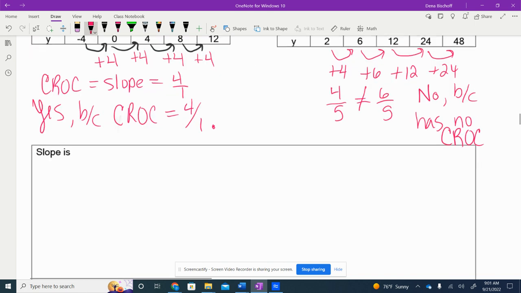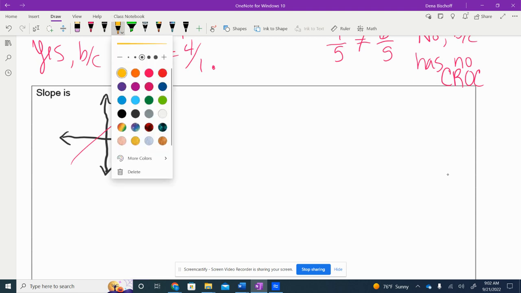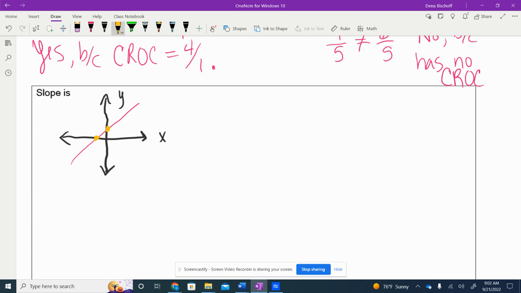Okay. We have a big old box here that says slope is. So I'm going to do a couple of things. I'm going to sketch a graph because I'm visual. And remember that slope is the change in x and y. And we count it like this. We go up and then we go over. So that's a picture of slope. We're counting the slope or figuring out the slant of a line.